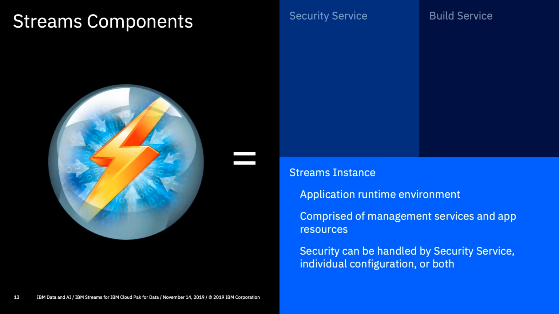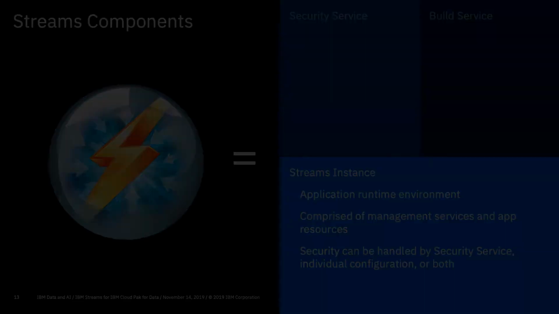The third and final component is a Streams instance, which is an application runtime environment. It is composed of a set of interacting management services and application resources. The management services include an application manager, authentication and authorization, logging, application storage, secure application configurations, and web management. For user authentication, instances must be configured to use a security service, login modules like LDAP, or both.